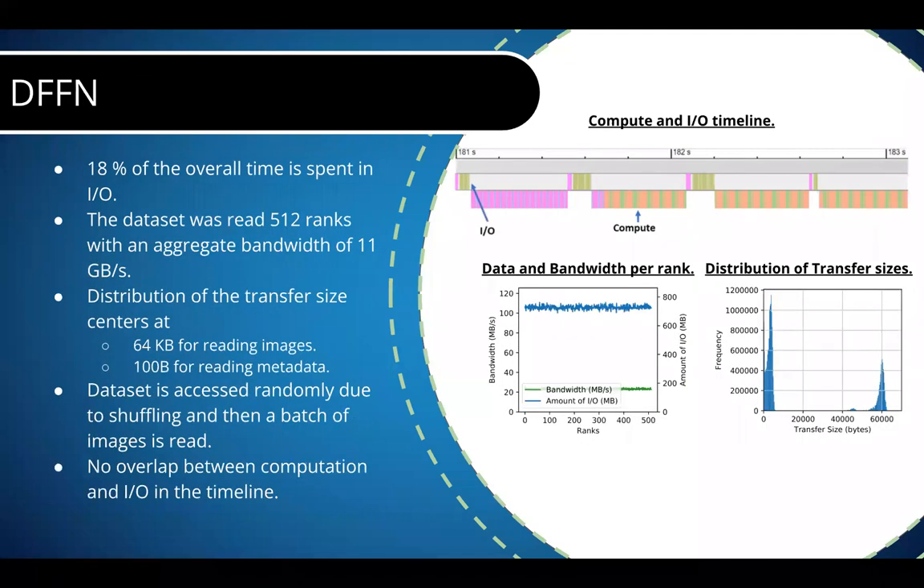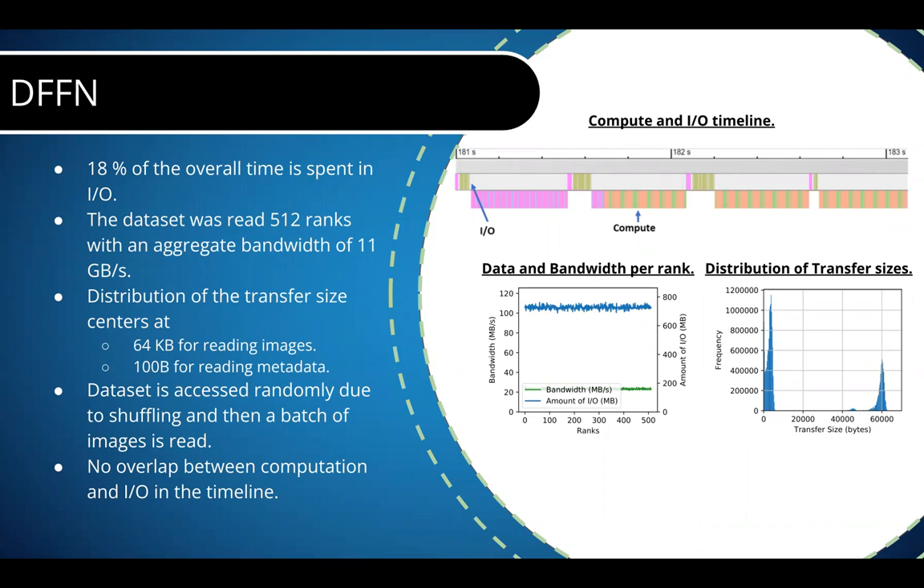For distributed slot filling networks, we see that 18% of the overall time was spent in IO. The data set itself was consumed by multiple processes and achieved an overall bandwidth of 11 gigabytes per second. The distribution of transfer sizes was centered around 64 kilobytes and 100 bytes.